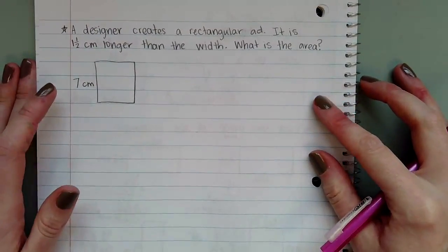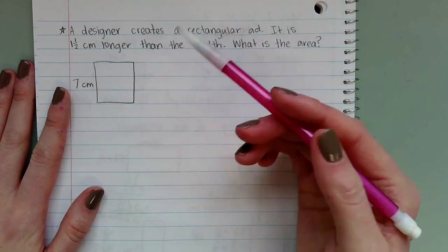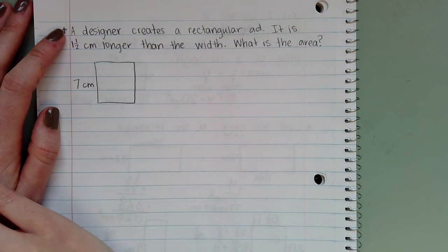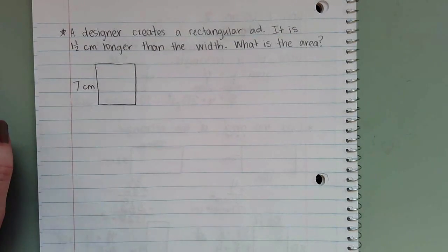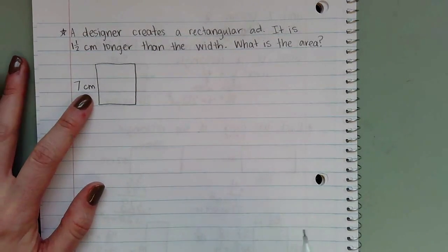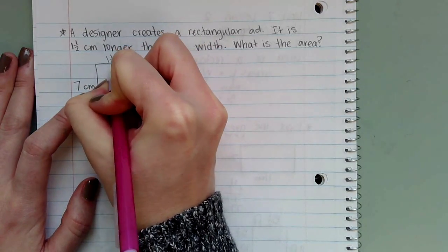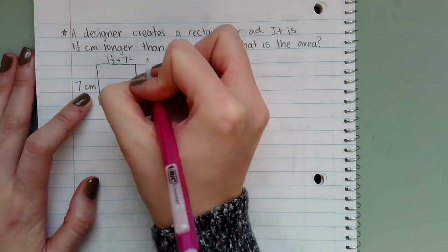The last problem is a lot like the one that we did for perimeter. They only gave us one of the measurements, so we have to figure out the second part. Our problem reads, a designer creates a rectangular ad. It is 1.5 centimeters longer than the width. What is the area? So we have a width of 7, and we know that the length is 1.5 longer than 7. So what does that equal? 8.5.